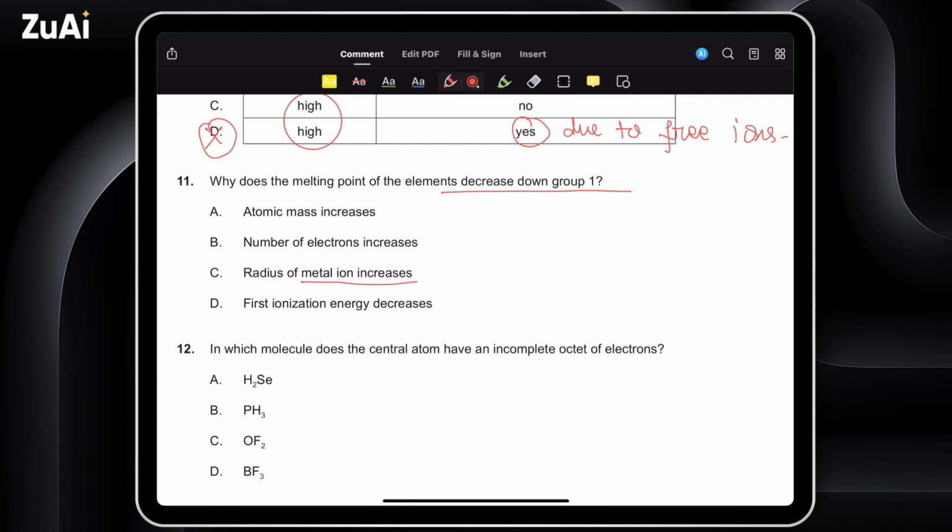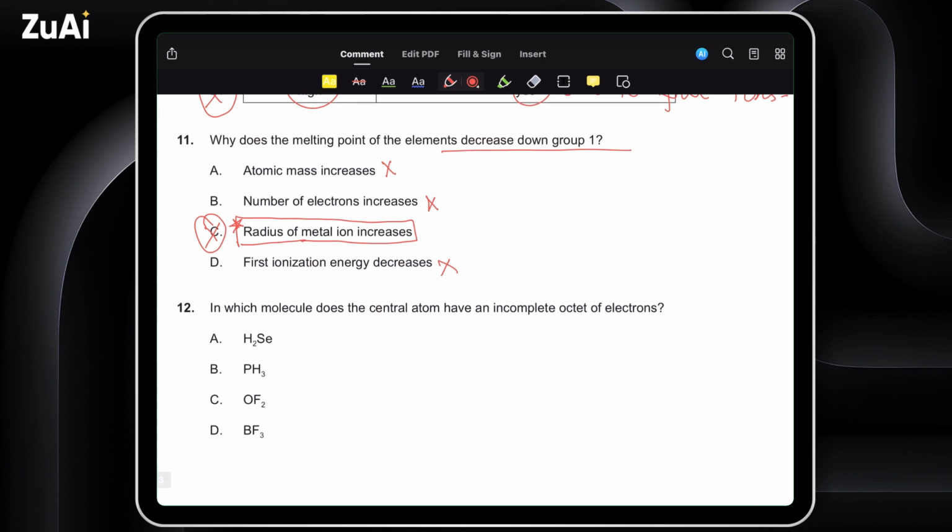Why does the melting point of the element decrease down the group? Because the radius is going to increase. The melting point of the metal is going to decrease because the strength of the metallic bond is going to decrease, and it depends on radius, not on atomic mass, not on shells, not on ionization energy.